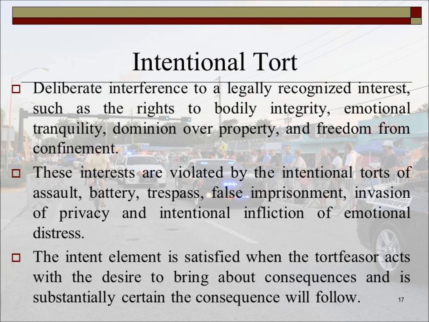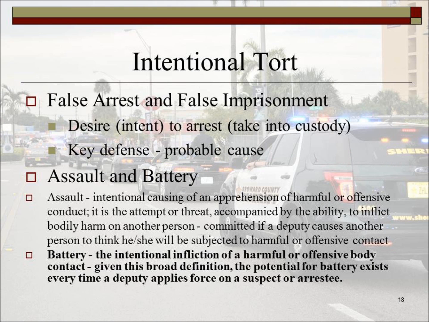Now let's talk about some specific intentional torts. We call them intentional torts because the actor, the defendant, meant to do it, assuming that the allegations are proven in court. So if the officer, the road deputy, the law enforcement personnel meant to do it, there was a desire and intent to do it, and they did it, it would fall in this category. Now, false arrest and false imprisonment are slightly different, but generally the same. There's an intent to arrest or take into custody, and the key defense, though, here is probable cause.